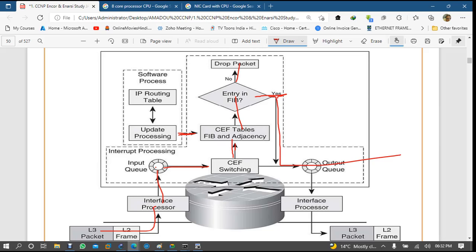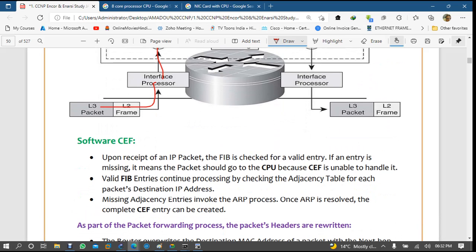If there is another router here, it will do the same and forward it to the next one. If the routing table is updated, then your CEF table will be updated. If your routing table is constant, your CEF table is also constant. It copies everything from it.